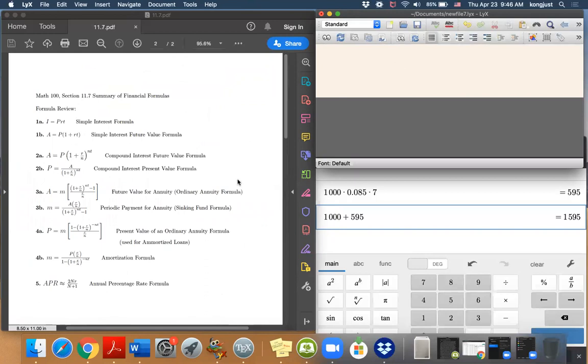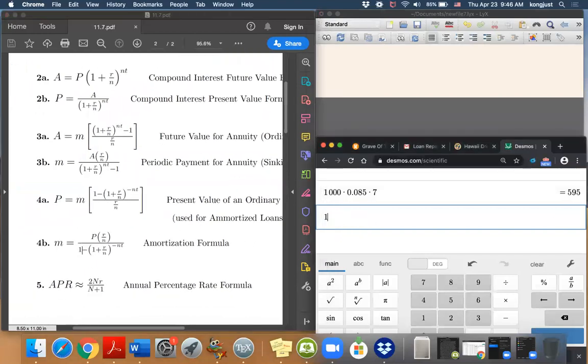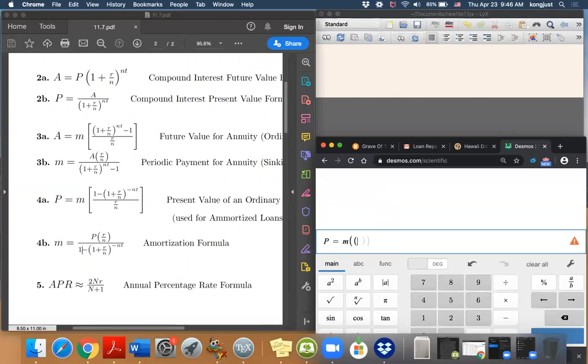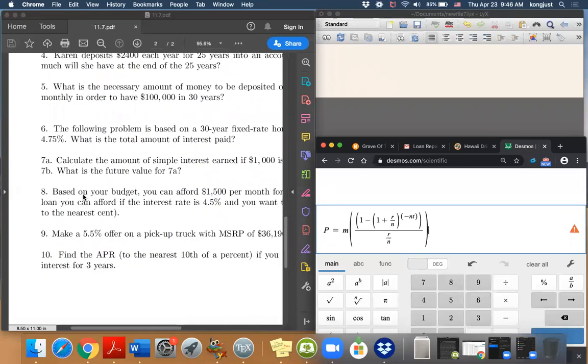Okay, so which one do you guys think? Which formula? 4A. 4A is correct, right? Because I know M this time, I'm trying to figure out the loan amount, the P value. Sweet, let's do it. So P is equal to M times 1 minus (1 plus r over n) to the negative nt, divided by r over n. Yep. Okay, let's fill in our numbers now.